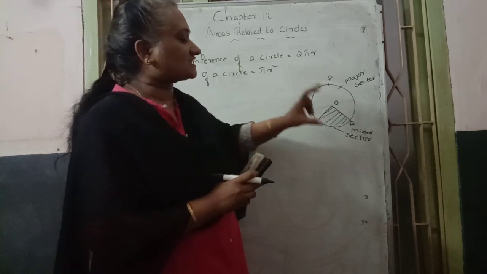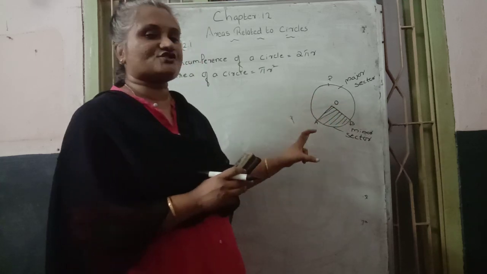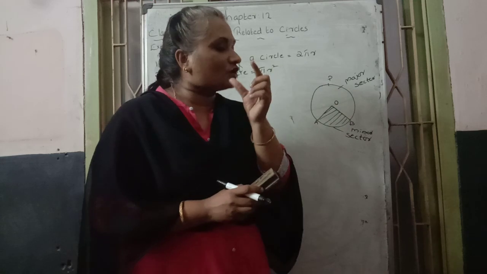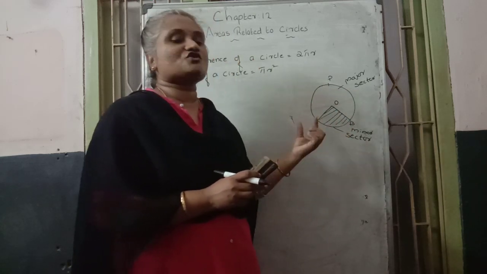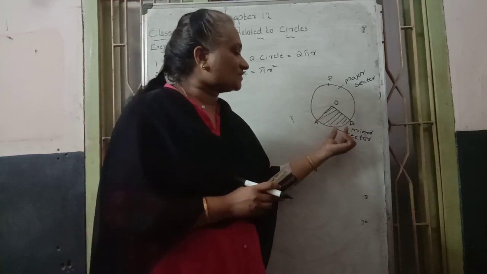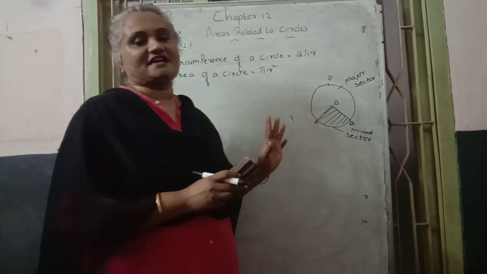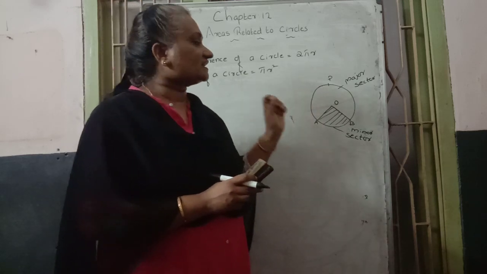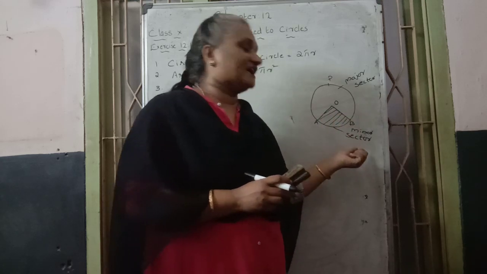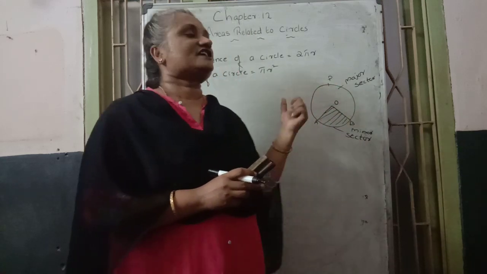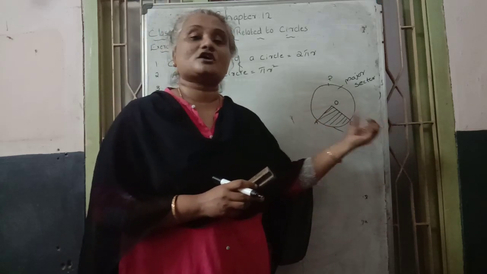Minor means the small part sector. Here also OA and OB are the radii of the circle, and AB is the small piece of the arc given there. That's why only the small part is shaded. So this shaded part we call the minor sector. There are formulas for finding the minor sector and the major sector, and also a formula for the length of the arc.